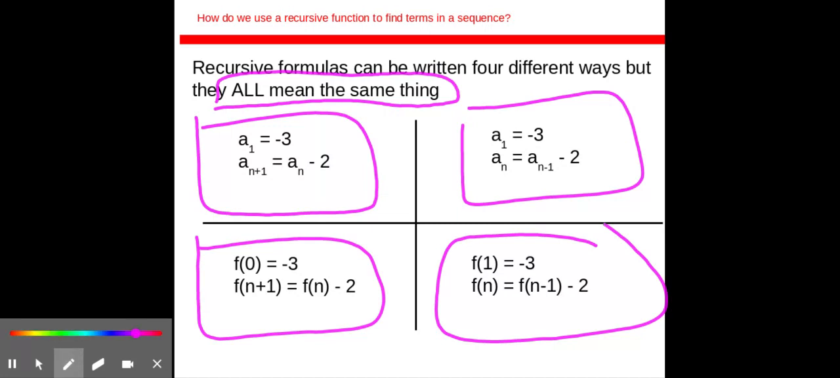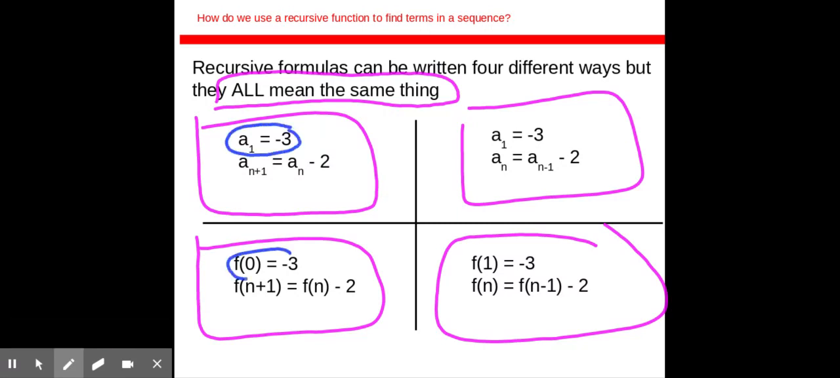So the one thing you're going to have to start off with is the fact that these first couple of terms are our first term in the sequence. Whatever they give you first is the first term in the sequence. Even though it might say a sub 1, or f of 0, or f of 1, they all just mean the first term in the sequence.